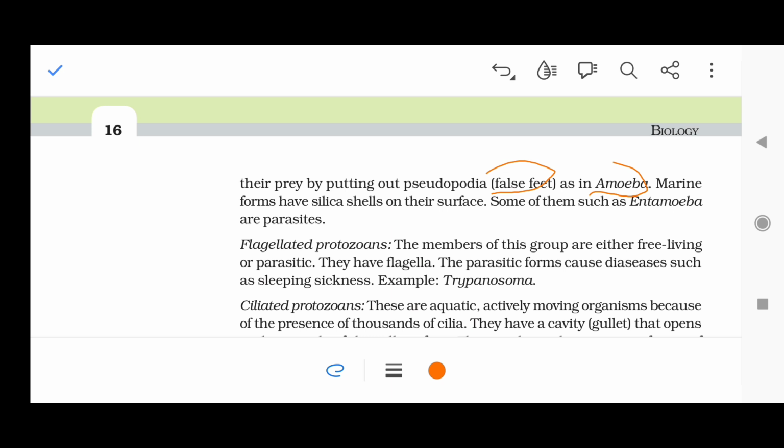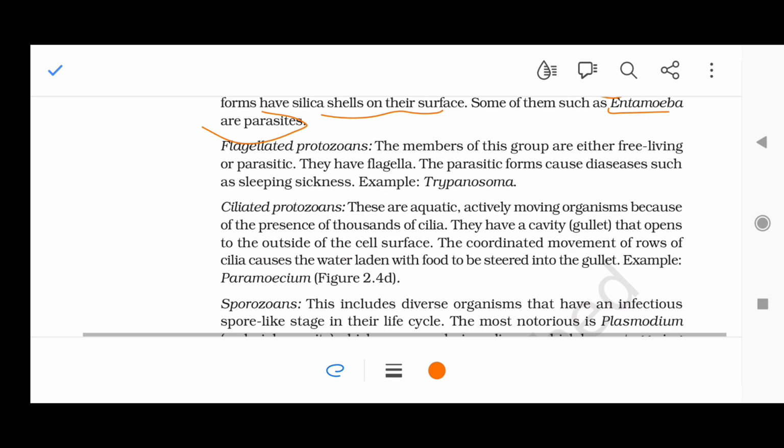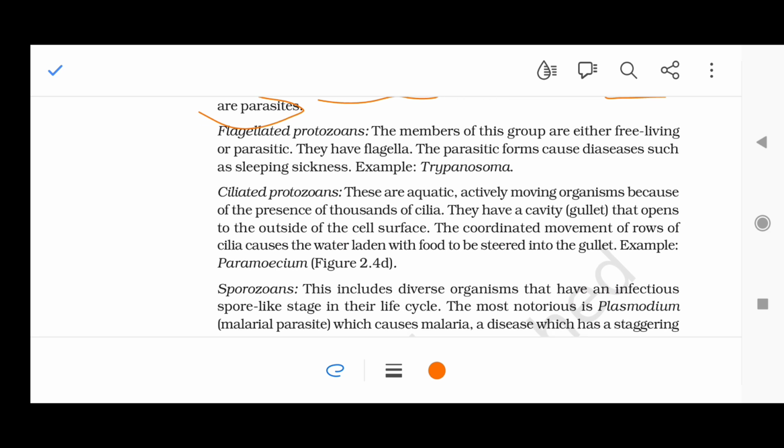Marine forms have silica shells on their surface, some of them such as entamoeba are parasites. So some of the marine variations have shells which contain silica. Examples are entamoeba. The next category is the flagellated protozoans.